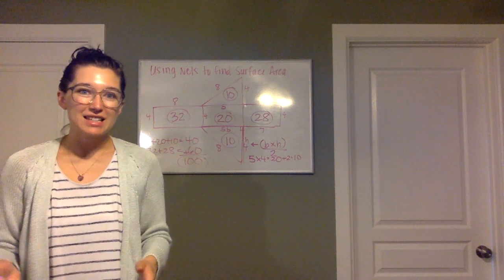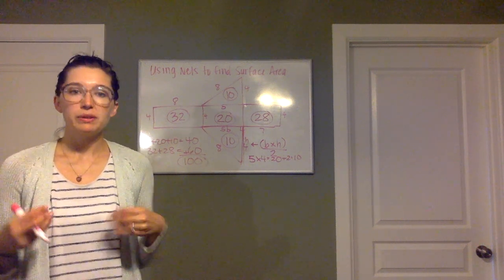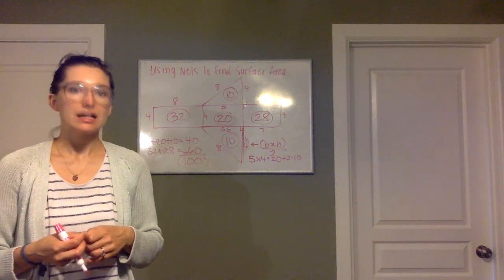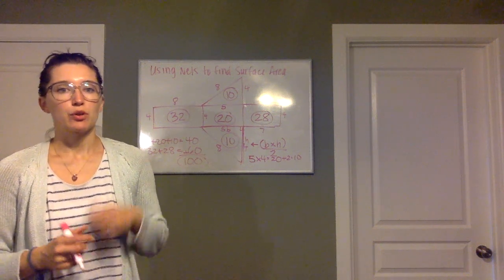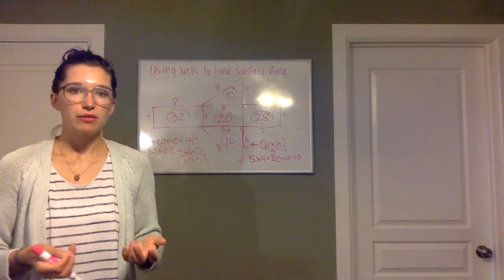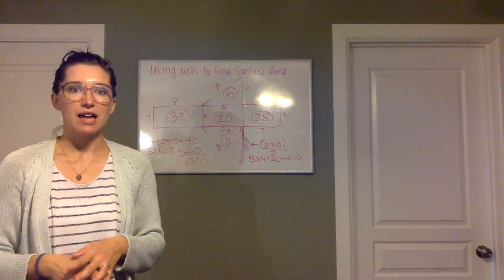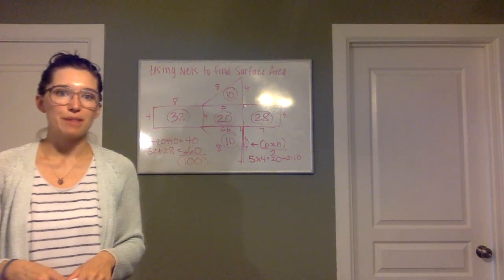Okay, so as you can see, using nets is extremely simple. And once you've got the formulas down that we practiced in area last week and the week before, for triangles and parallelograms and rectangles and things of that nature, all you have to do is just be able to find area a lot of times and then combine it together to find the area of the entire shape.